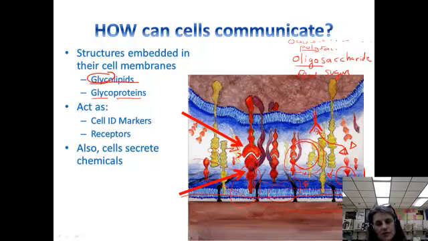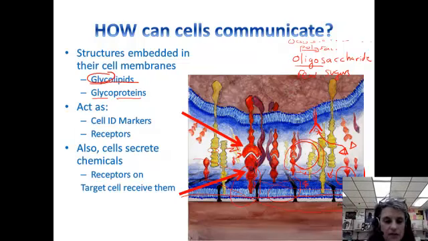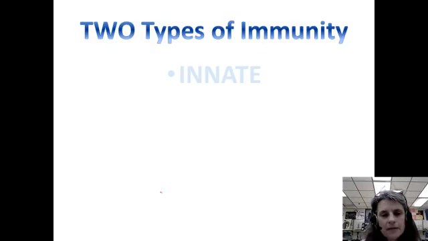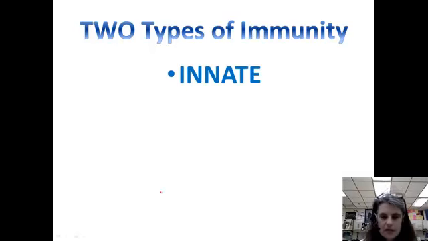So cells secrete chemicals, cells have markers on their surfaces. Those are the two main ways they communicate, okay? And receptors on target cells receive chemicals. So we already talked about that. All right, now, honing in on the particulars of immunity, because those concepts that I just talked about are general to all types of cell communication, whether it's dealing with the immune system or your endocrine system or your nervous system or whatever. But let's focus in on some immunity ideas.